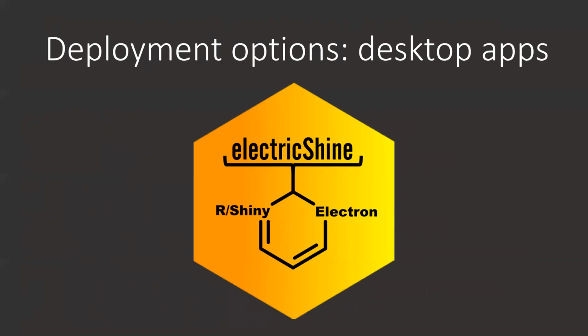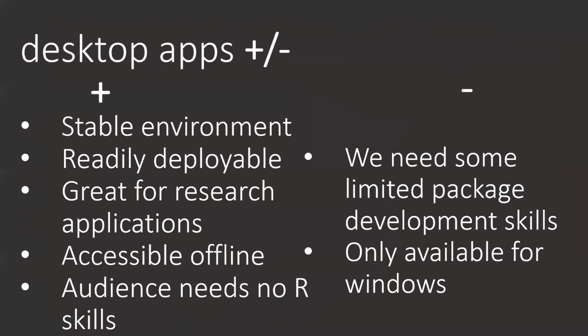The last thing I want to talk about is deploying Shiny apps as desktop apps. So we can actually, using this package called Electroshine, package up our Shiny app and deploy it as a desktop application like Chrome or Microsoft Word or anything else. So this is really neat because it means that we get all those advantages of deploying our app as an R package, but our audience doesn't need any R skills. It'll just be a point and click experience.